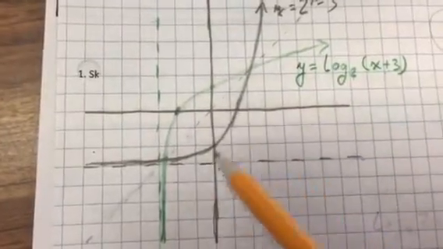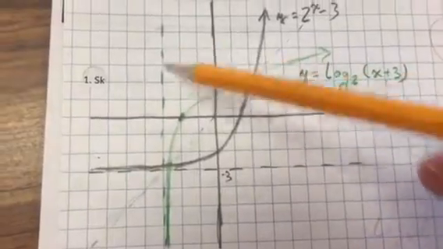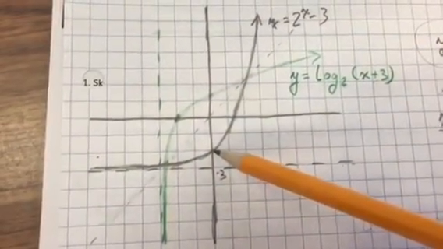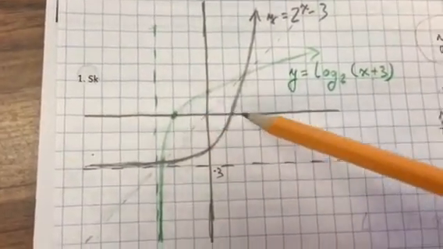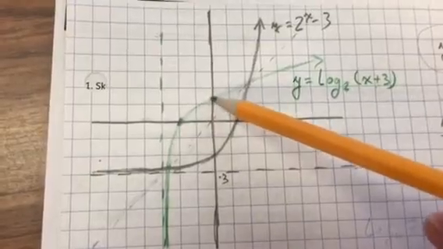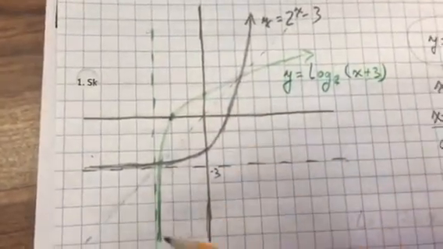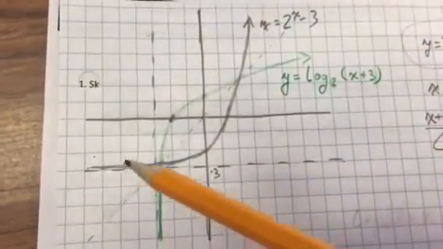So reflecting this across that line means that my horizontal asymptote turns into a vertical asymptote. And this y-intercept here at -2 turns into an x-intercept. X-intercept at -2. And the x-intercept here turns into the y-intercept there. They cross on this line here. So this is the reflection, this green curve here, of this exponential curve.